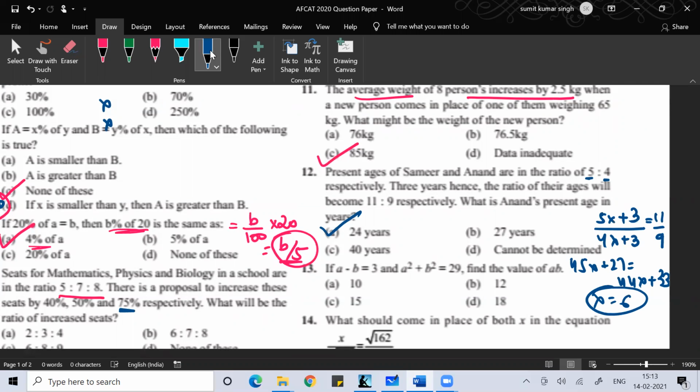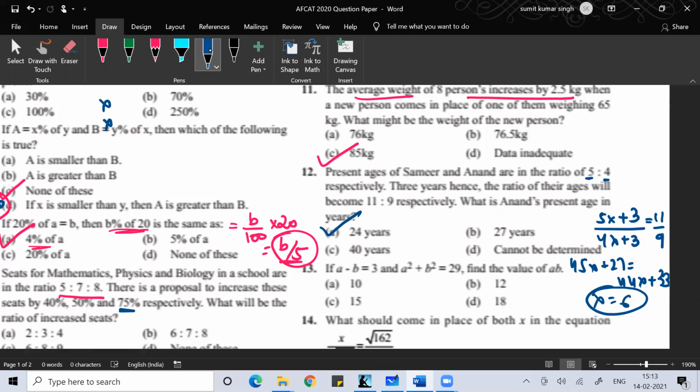So the present ages of Samir and Anand are in ratio 5 is to 4. So Samir's age is 5x, Anand's age is 4x. And 3 years hence Samir's age will become 5x plus 3, Anand's age will become 4x plus 3. And the ratio of the ages is 11 is to 9. Cross multiply: 45x plus 27 is equal to 44x plus 11 3s are 33. So x is equal to 33 minus 27, means 6. So Anand's present age is 4x, that is 24.